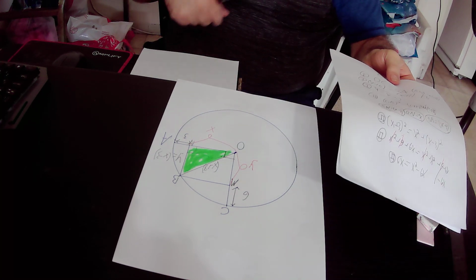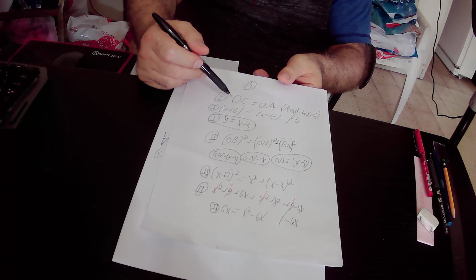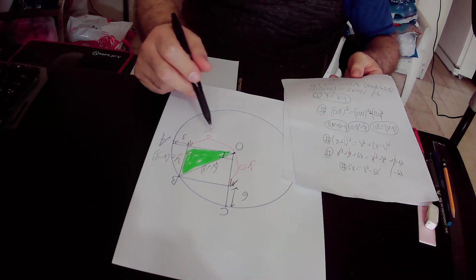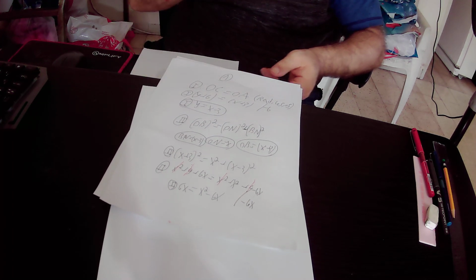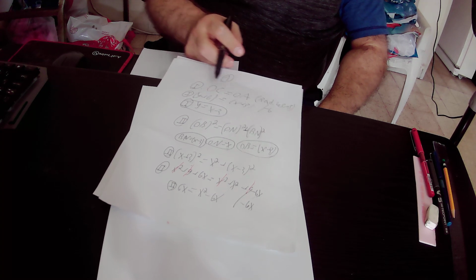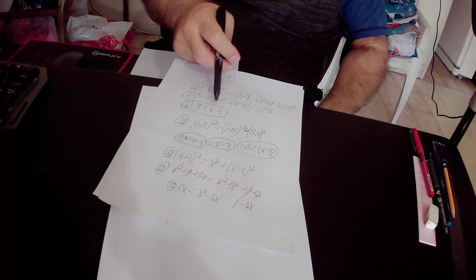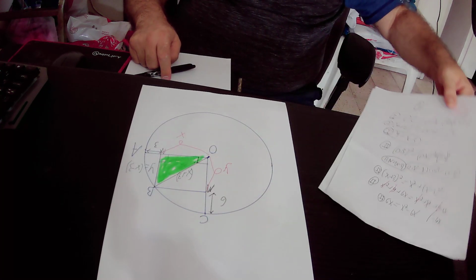But we know that OC equals Y plus 6, so we can substitute OC by Y plus 6. And we know that OA equals X plus 3, so we can substitute OA by X plus 3. Then we subtracted 6 from this first equation, and we got that Y equals X minus 3.